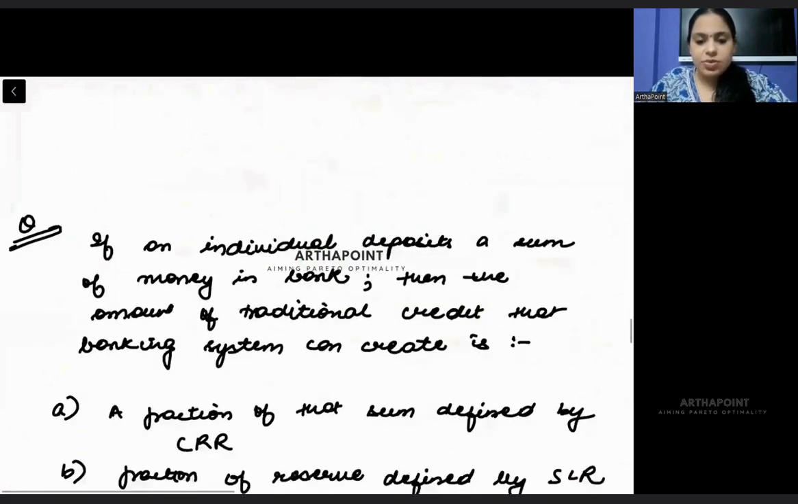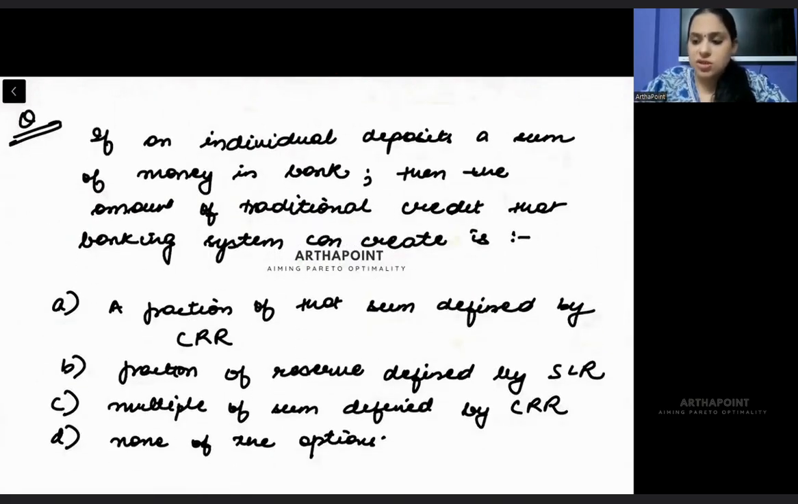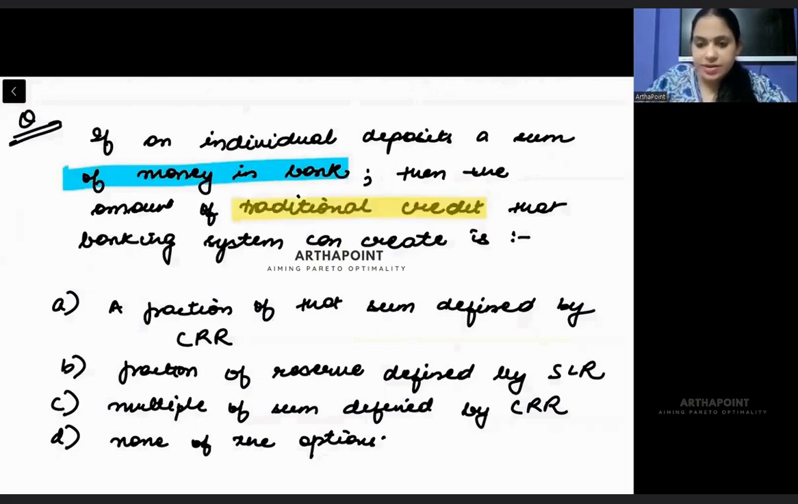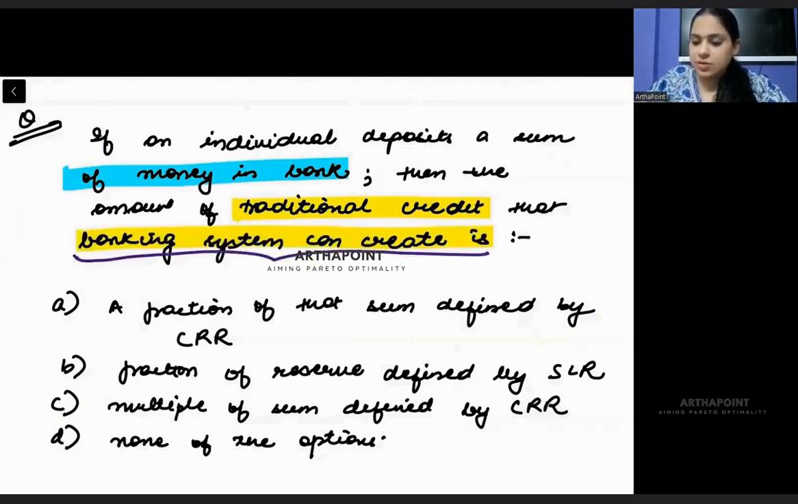Okay, beta, come to the next question. Try to do this yourself first. Pause your screen, read the question, do it yourself. If an individual deposits a sum of money in the bank, then the amount of traditional credit that the banking system can create is... So the question is asking how much credit the banking system can create.